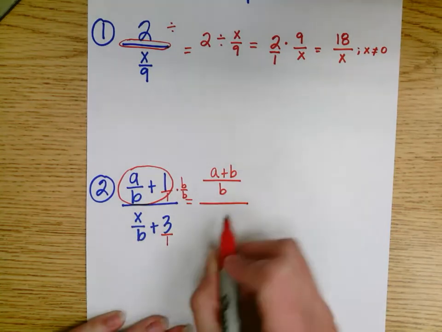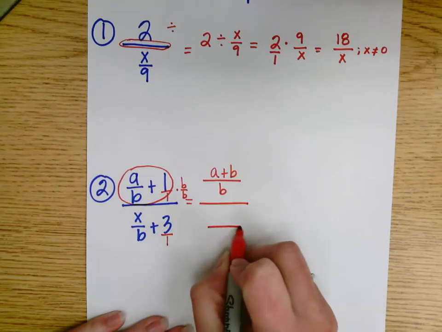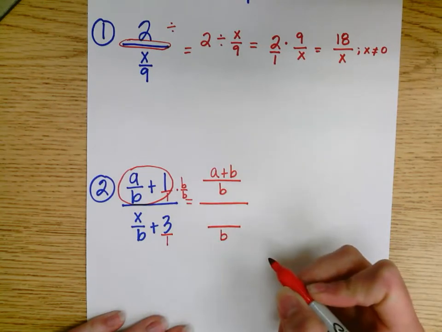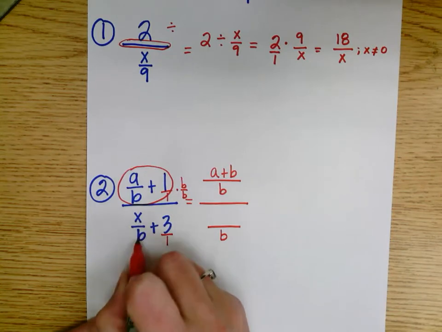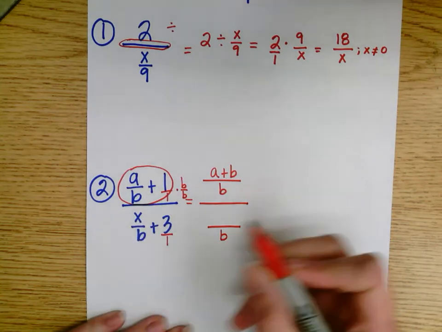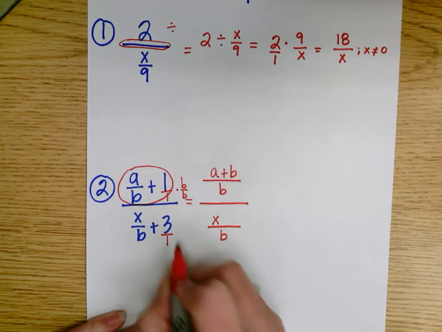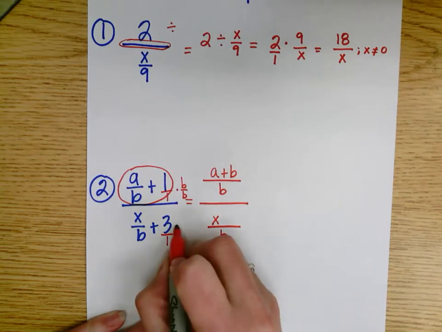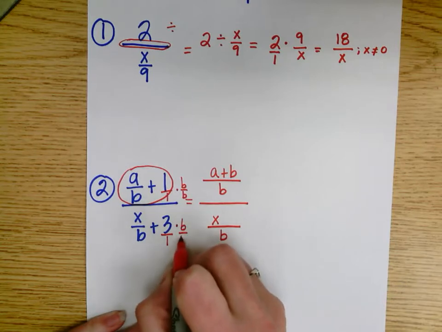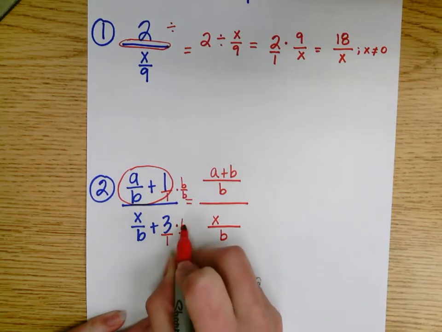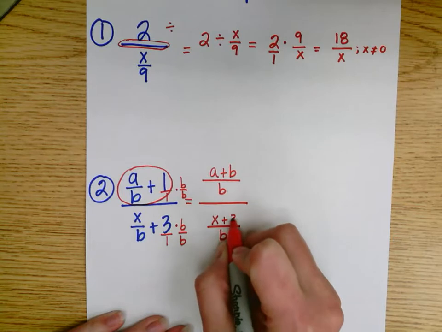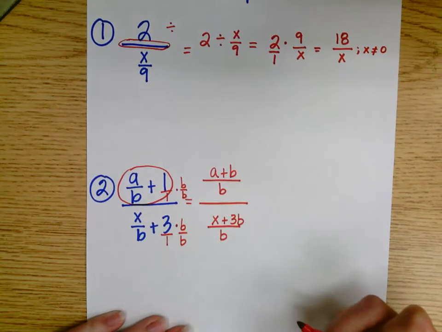This is really 3 over 1. I want to get a common denominator for this one, so my common denominator is b. I don't have to multiply this fraction by anything, so I just have x. But for this one, I have to get my denominators to match. I'm going to multiply by b, so I end up multiplying by b over b. So this turns into x plus 3b.